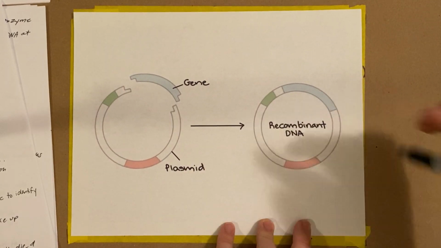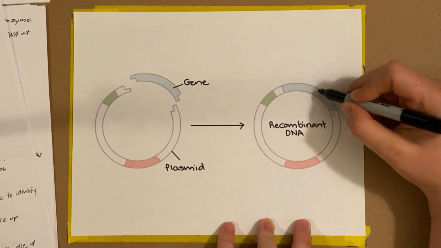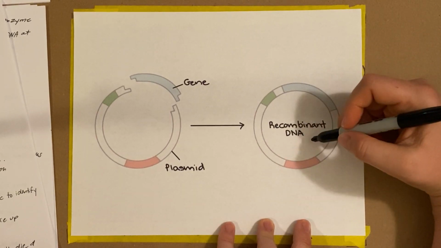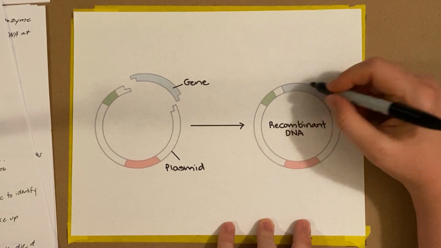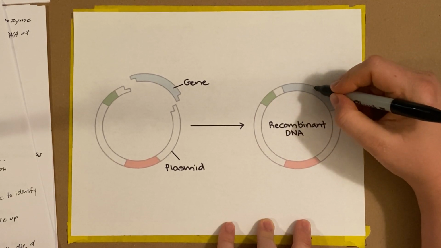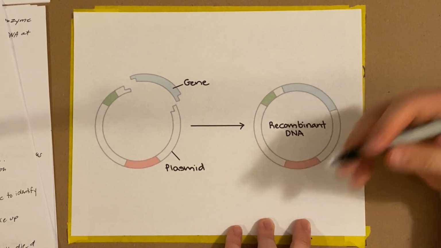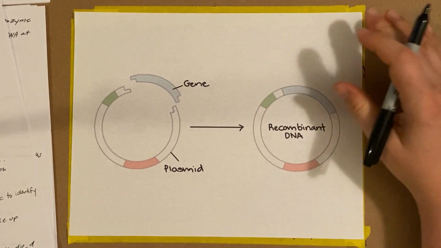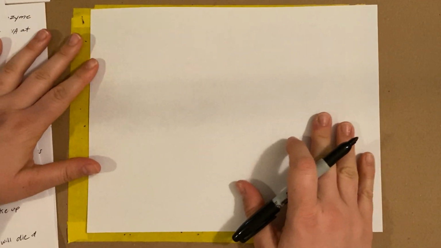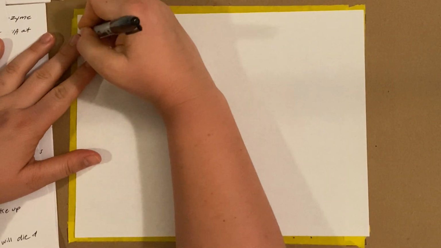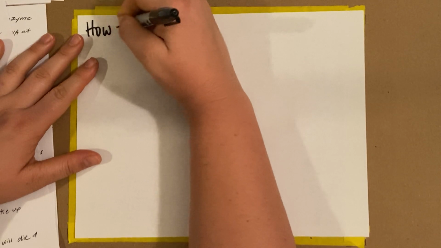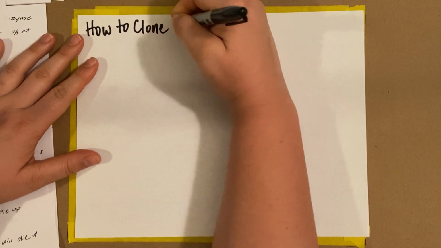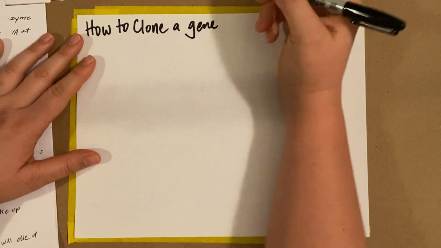And so then this is what we would then call recombinant DNA. So then if this recombinant DNA is replicated over and over again, we're going to have many, many copies of the gene that we want. And so we're basically trying to make as many copies of this gene as possible. Okay, so let's talk a little bit about this process of how to clone a gene. Okay, and a clone is just a copy.